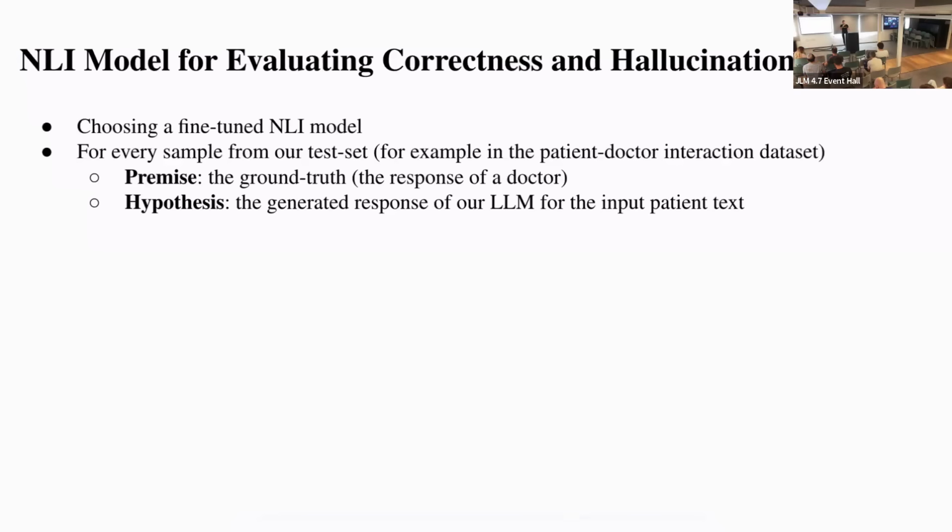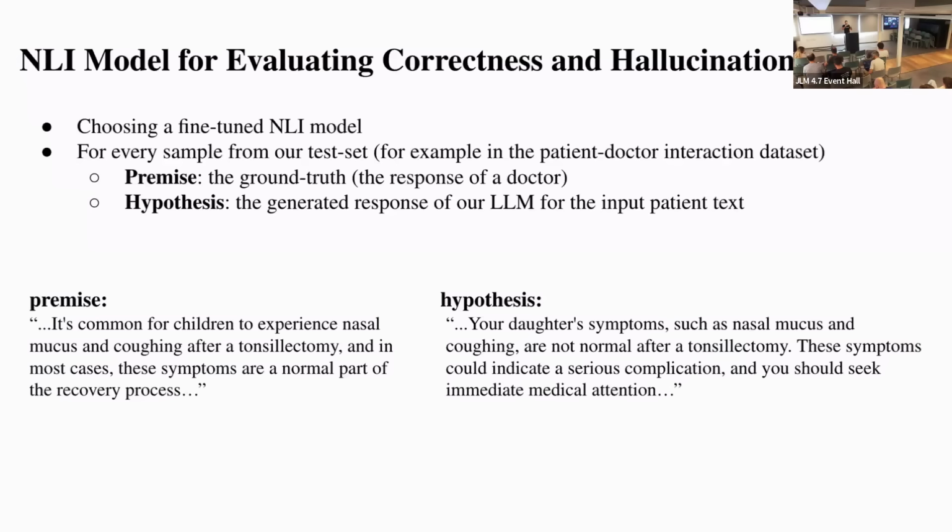So this is the prediction of the LLM, and we will give it to an NLI model. Let's see an example. The premise here from the data set: it's common for children to experience nasal mucus and coughing after tonsillectomy, and in most cases these symptoms are a normal part of the recovery process, as we saw before. But now if our LLM outputs what is in the hypothesis here: your daughter's symptoms such as nasal mucus and coughing are not normal after tonsillectomy, these symptoms could indicate a serious complication and you should seek immediate medical attention.